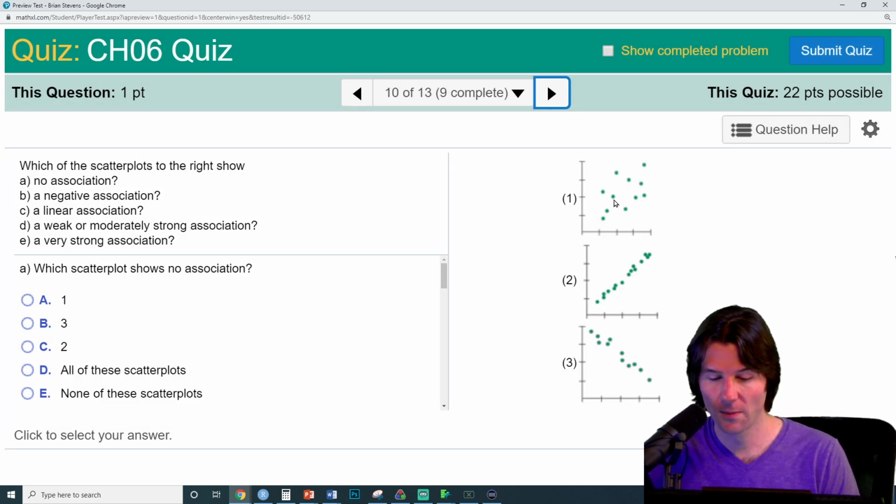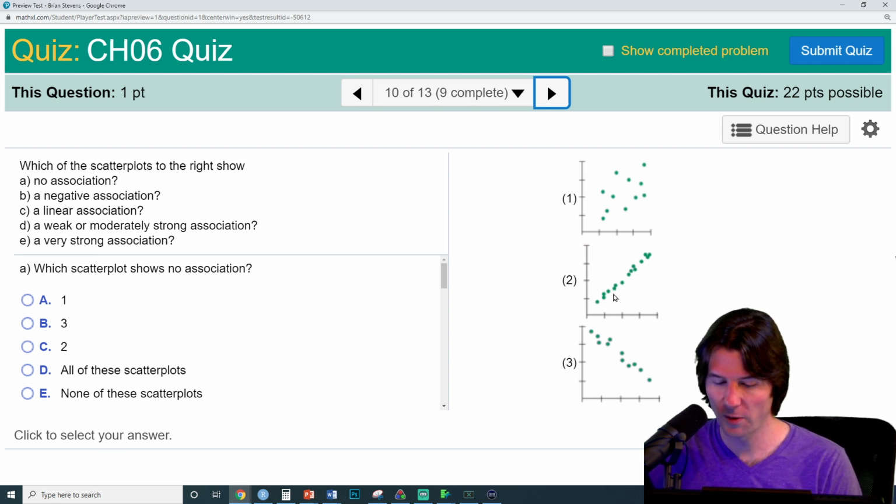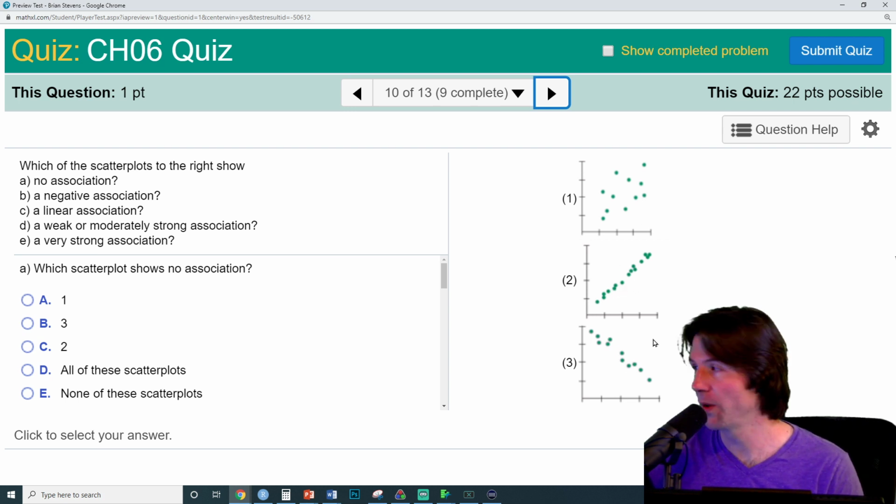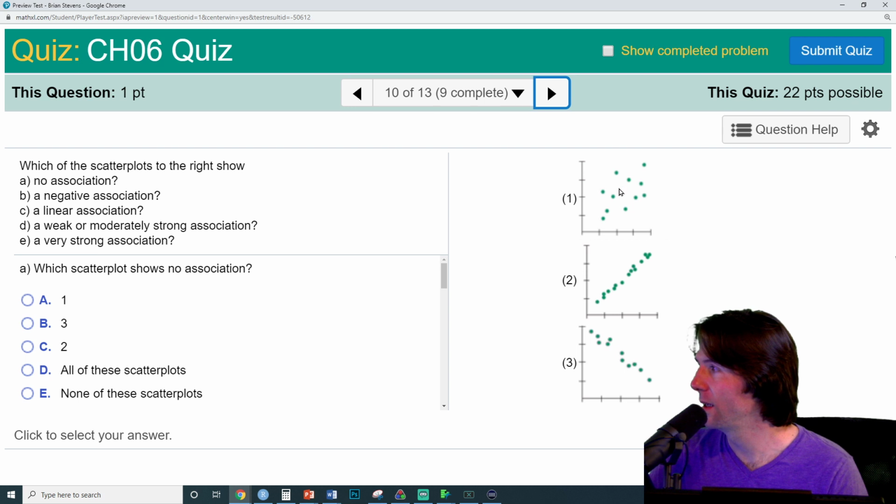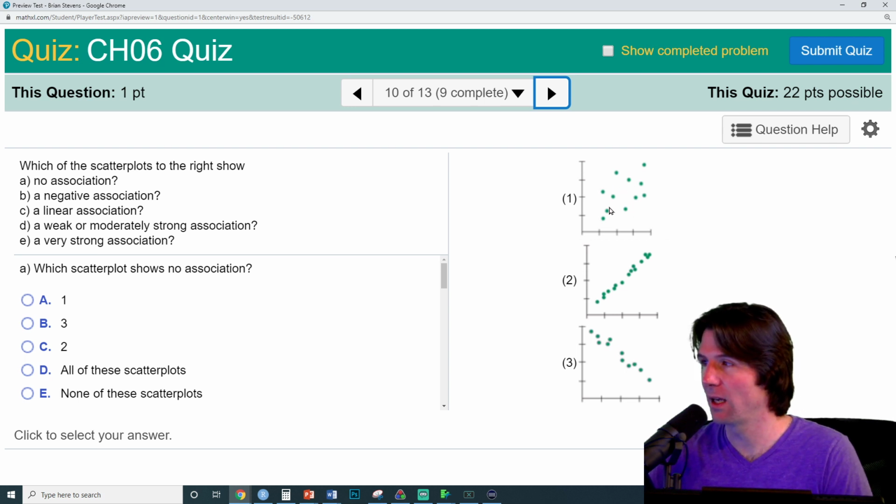What do we got right here? This one right here has a little bit of heteroscedasticity. Ooh, these two are really good. Graphics 2 and 3 are excellent. This one a lot of people miss, because graphic 1 is like weak positive.